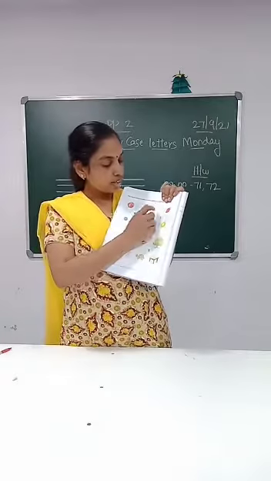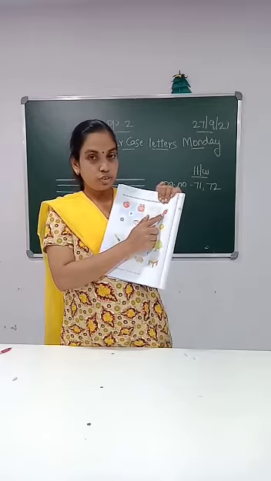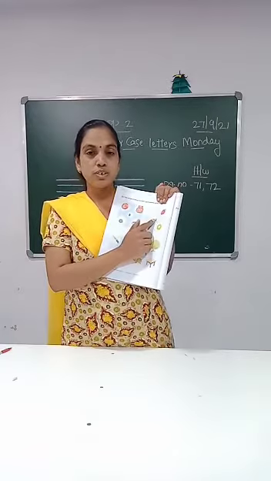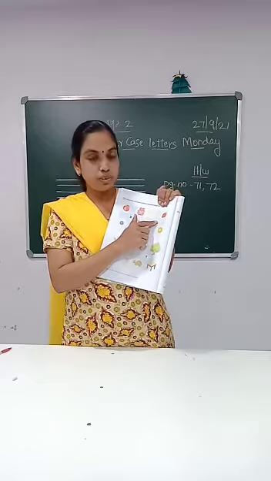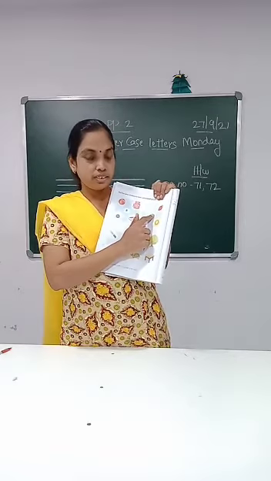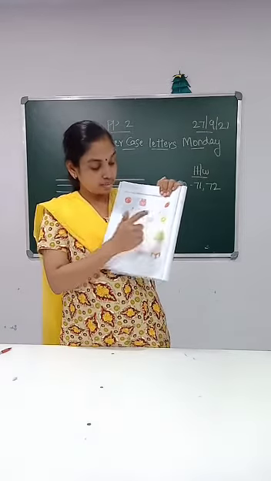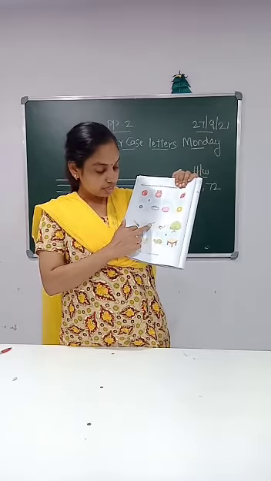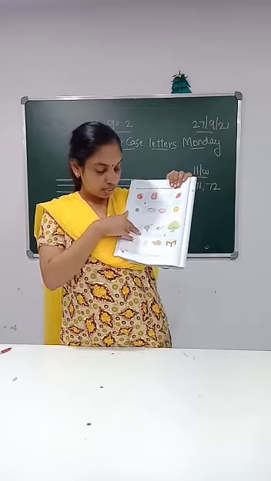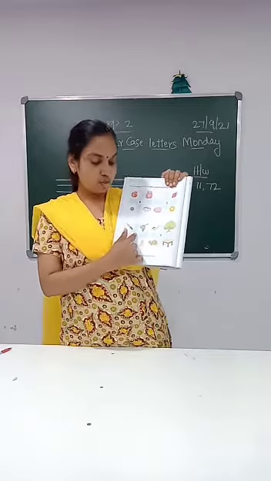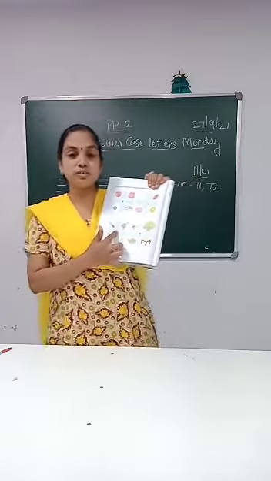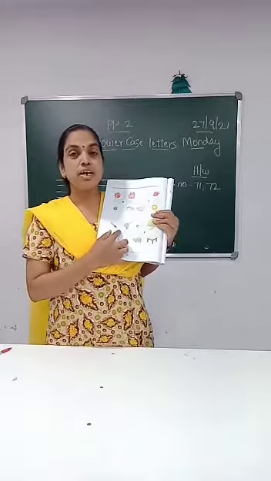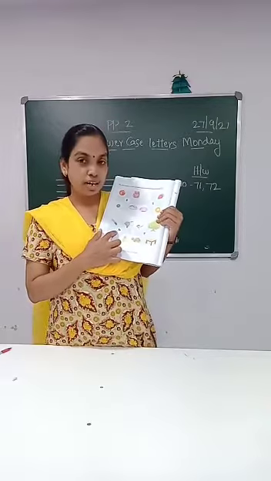Okay, second one is star, strawberry, soap, sun. Which is the letter for all these four pictures? The same letter is S. So you will put your letter S. And then net, nuts, nail. All these pictures have the beginning letter N. So you write here N.